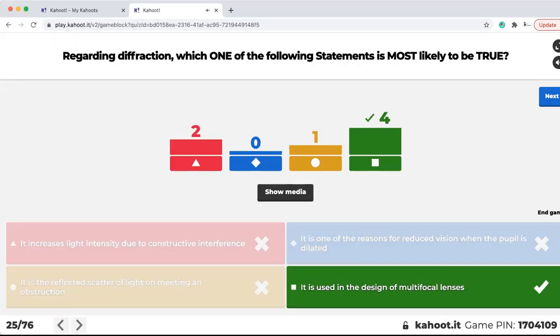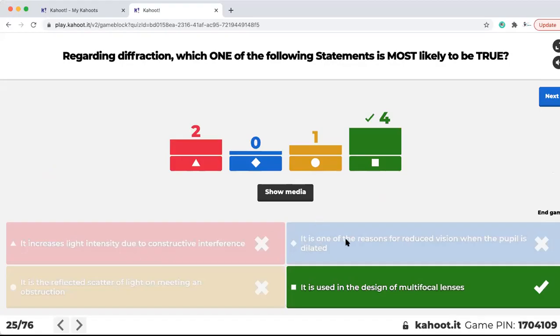So regarding diffraction, which one of the following statements is most likely to be true? It increases the light intensity due to constructive interference. No, this is not correct. The light will not show an increase in intensity, but rather it will be dispersed over larger areas, so it will be less intense and less sharp, as I will show you now.